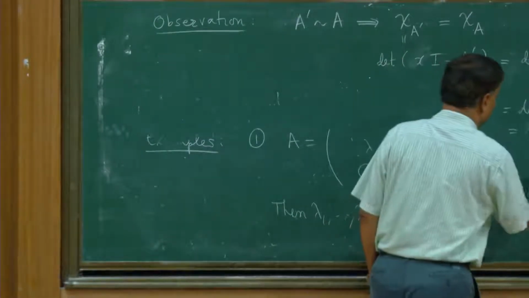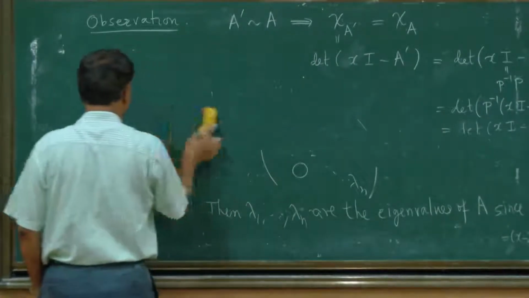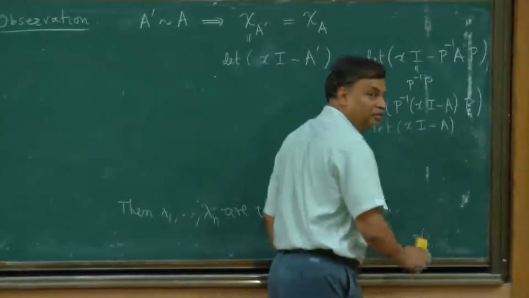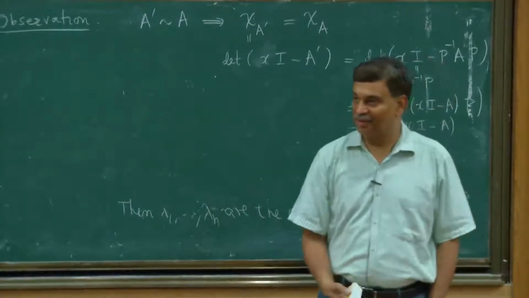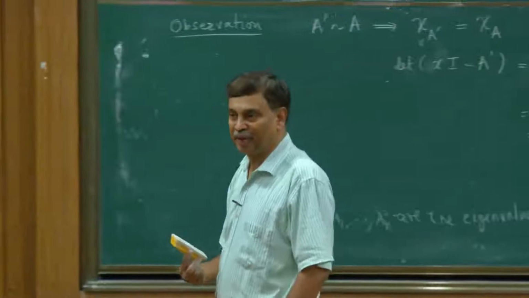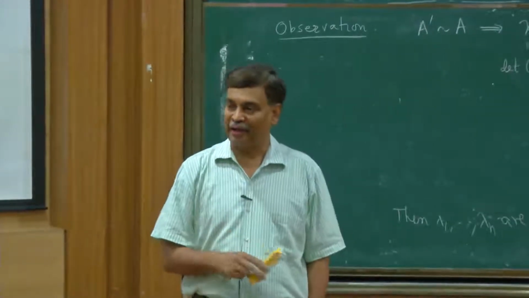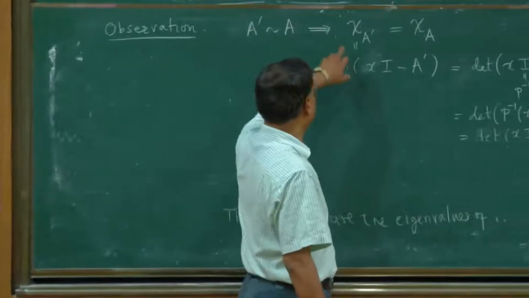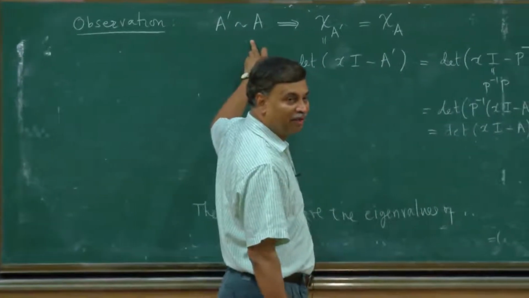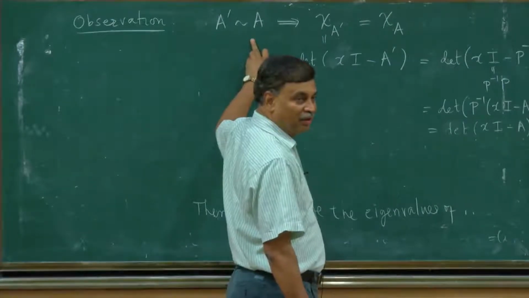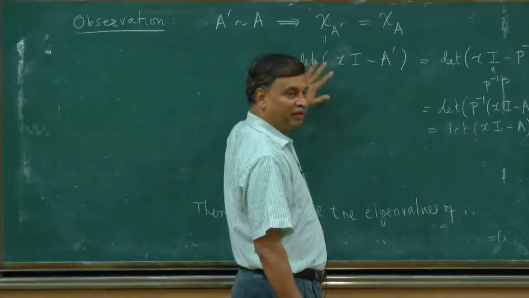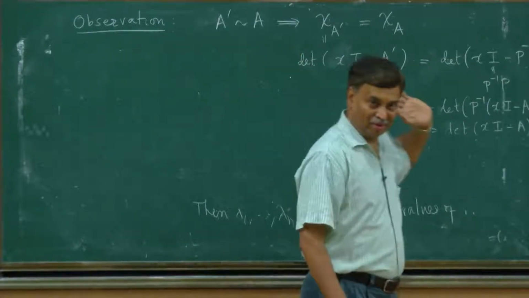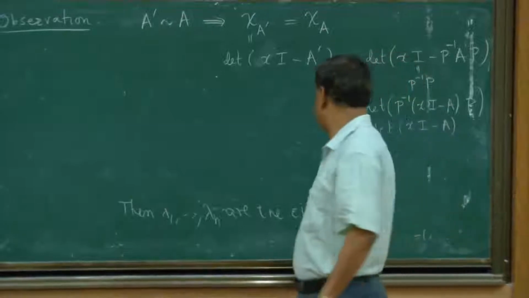which means similar matrices have the same eigenvalue, and moreover these eigenvalues will have the same algebraic multiplicity and they would have the same geometric multiplicities. Are the eigenspaces the same? Suppose, so that means if lambda is an eigenvalue of A, then lambda will also be an eigenvalue of A dash. Is it true that if v is an eigenvector of A corresponding to lambda, then v is also an eigenvector of A dash? Then what is the relation?